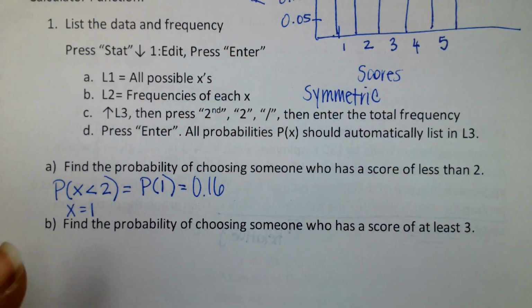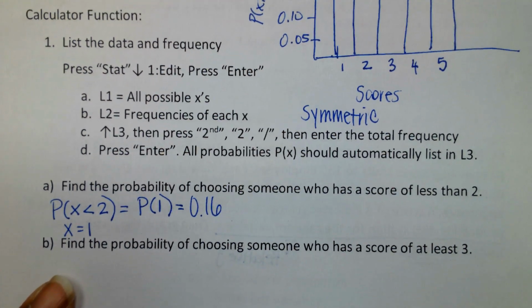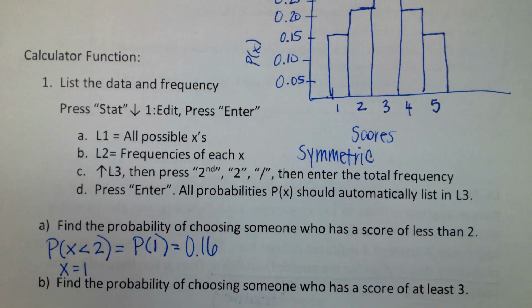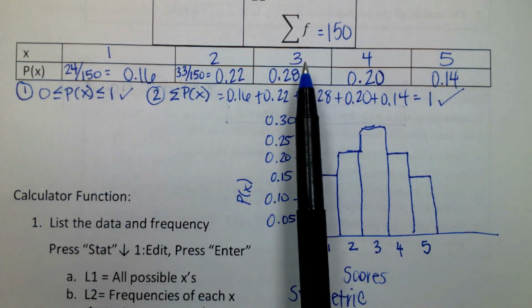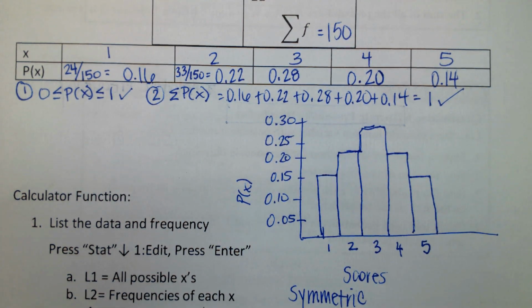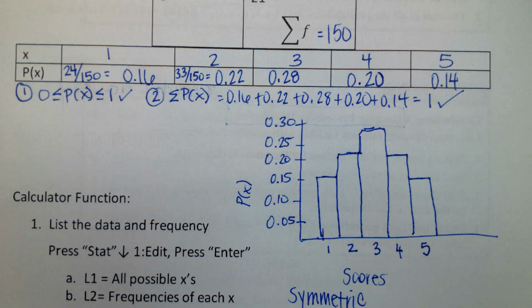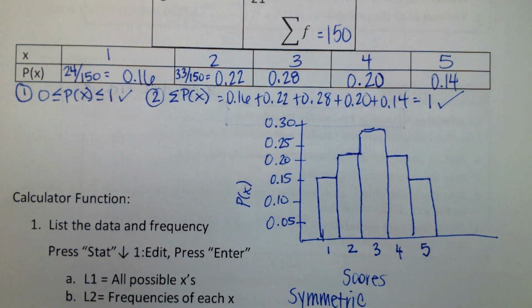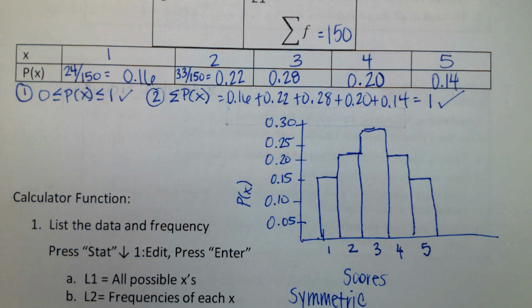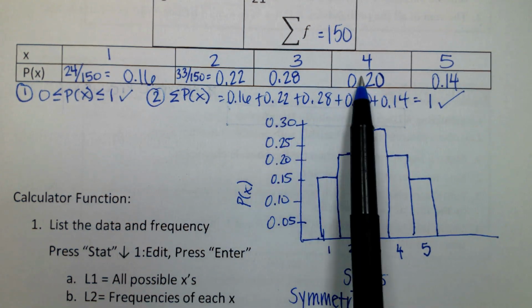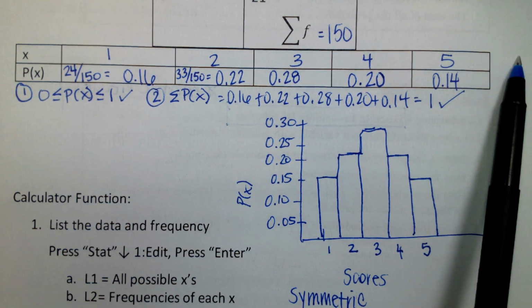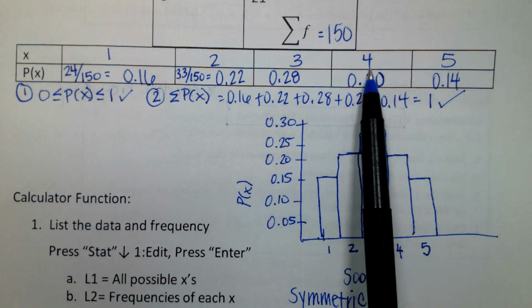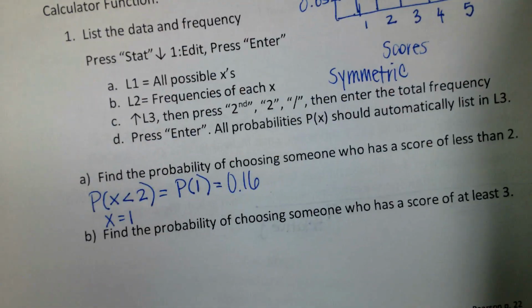Find the probability of choosing someone who has a score of at least 3. At least 3. So I'm going back up to my probabilities. At least 3. So if you have at least $3 in your pocket. If you can't really grasp what those terms mean, think in terms of dollars, that's what I always do. If I had at least $3 in my pocket, I have $3, $4, $5. I can have $6, but that's not one of my possibilities. So at least 3 does include 3.